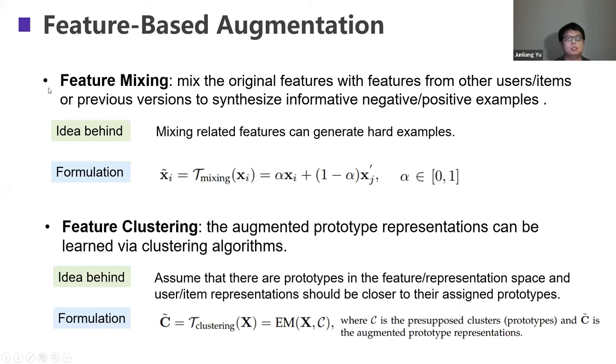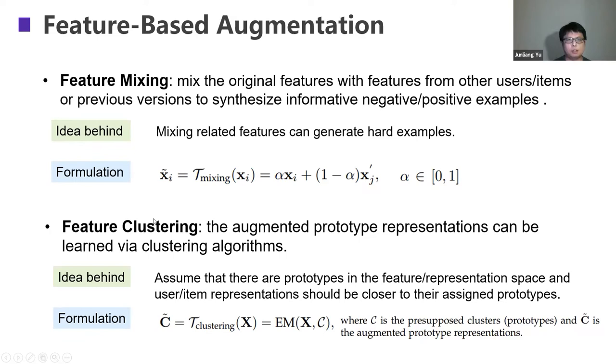Okay, let's see the next. Besides these two methods, we can use feature mixing, which mixes the original features with features from other users, items or previous versions to synthesize informative negative or positive examples. You can see the equation will actually interpolate two representations to get a new one. And this one is often used as a hard negative or positive sample of the original one.